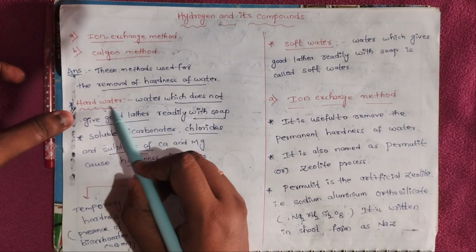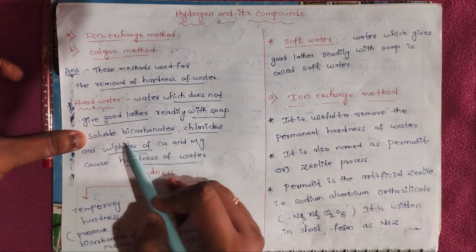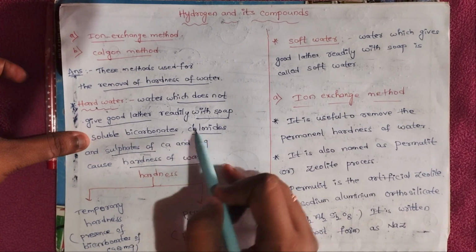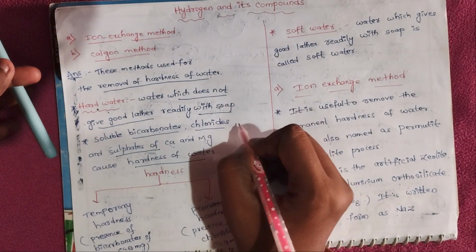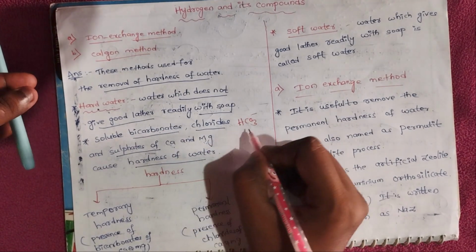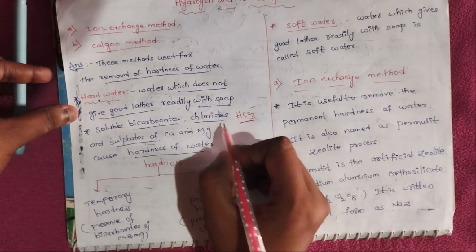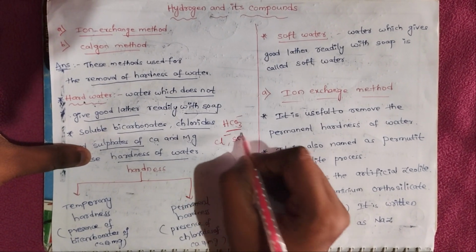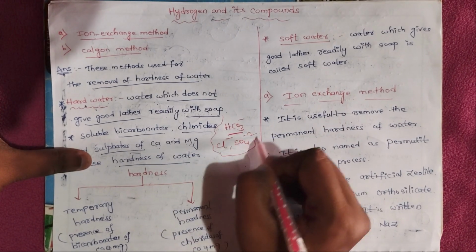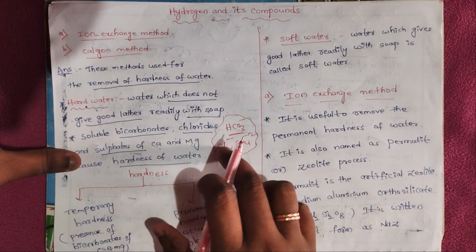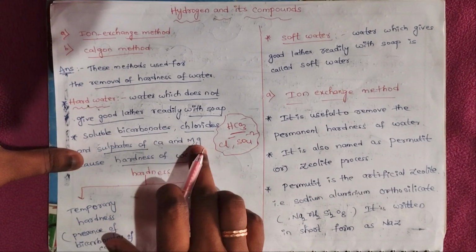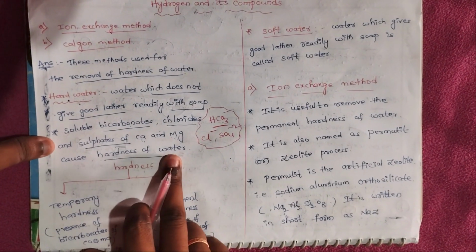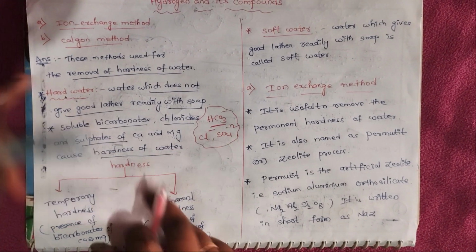So why is water hard? In water, calcium and magnesium are present. In which forms? Bicarbonates, that is HCO3 minus; chlorides, that is Cl minus; and sulfate, whose formula is SO4 minus 2. These three types of ions, of calcium and magnesium, are soluble in water and may cause the hardness of water. This is the meaning and definition of hard water.